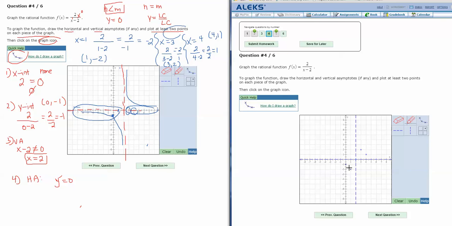So I have 2 points for each curve. I have the vertical asymptote and the horizontal asymptote plotted, and so now I can graph. So I'm going to click this graph icon, which has the curve with the 3 points on it, and ALEKS will complete that for me, and then I'm ready to submit.